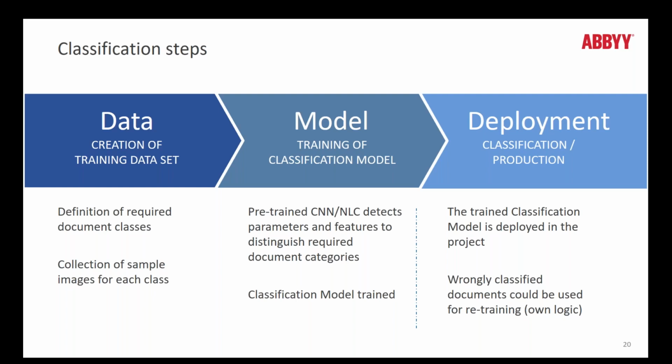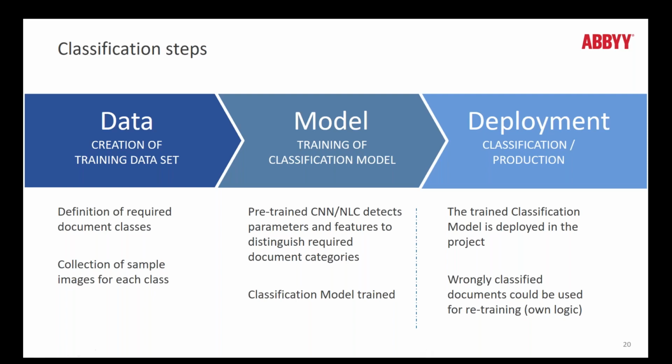The classification model will be trained. For the image classifier, we will use the convolutional neural network, and for the text classifier, the natural language classifier will be used, basically to detect parameters and patterns and features which are typical for these documents. The classification model will be trained, and I put a slight line here, I hope you can see it. It's here basically because this part on the left-hand side is the preparation. And then we can go into the deployment, into the actual classification, when the trained classification model will be deployed in the project and the classification will happen.